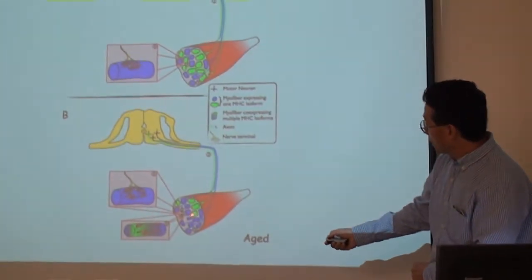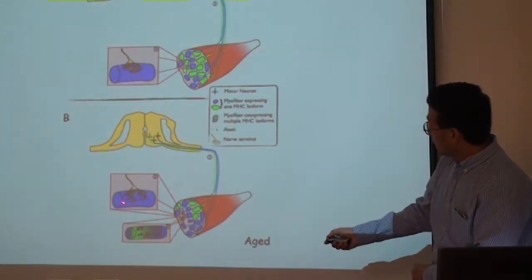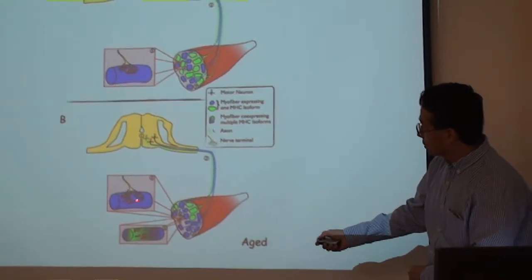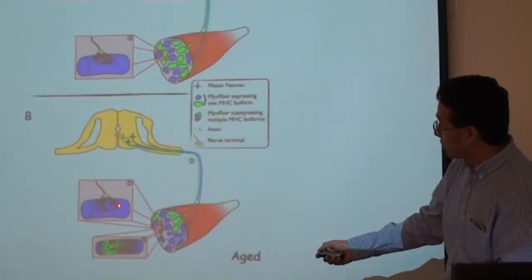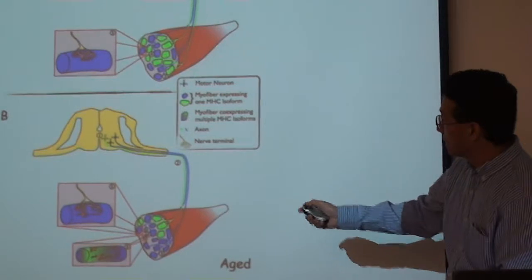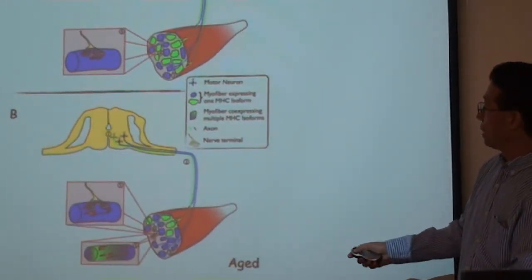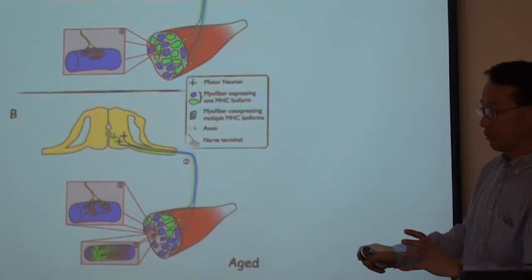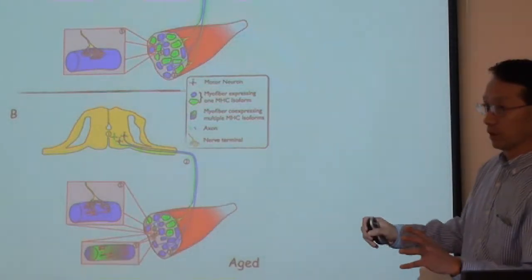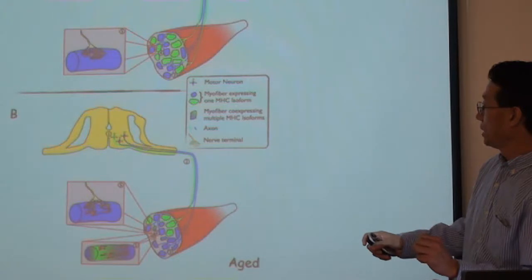Some of them are gone like this. Some of the motor neural structure start to be disrupted. This you see is fragmented. And during this process, there is also muscle fiber remodeling, motor neural remodeling.